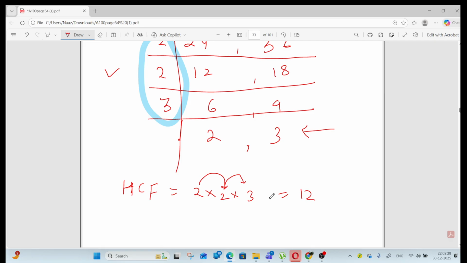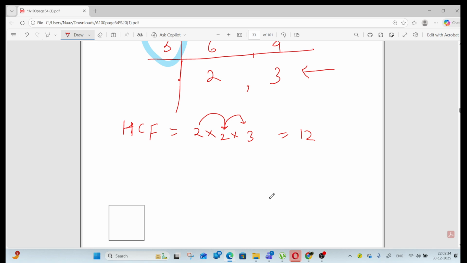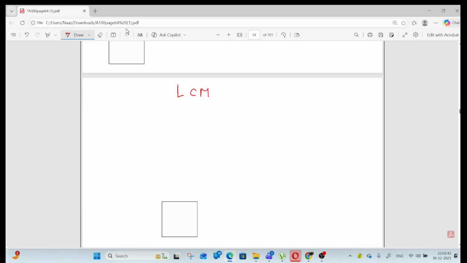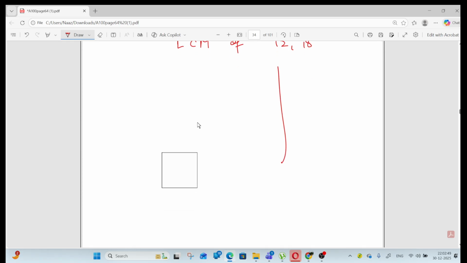Clear? Okay. Very good. That's great. Let's try some more questions. Can you find the LCM of 12 and 18? I'm going to do it here, you have to just answer. With which number should I start?